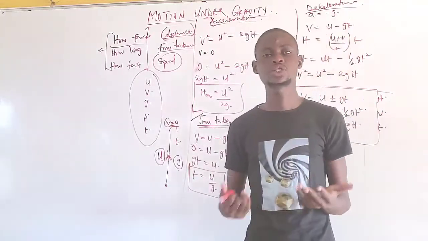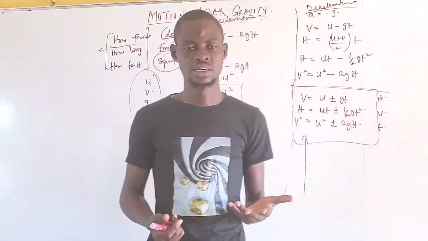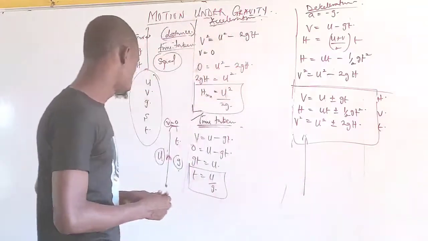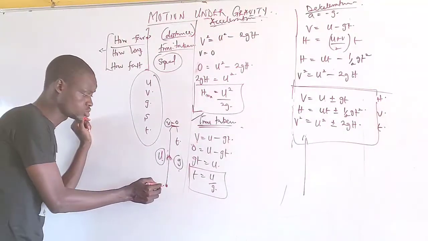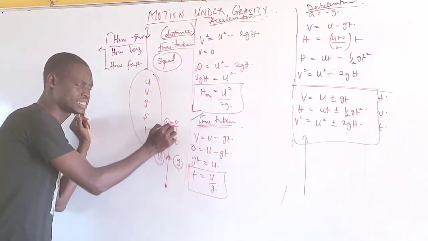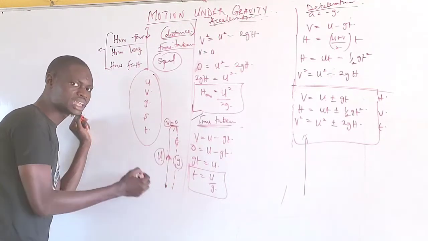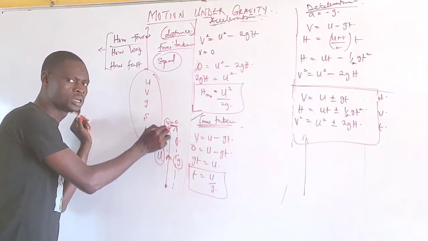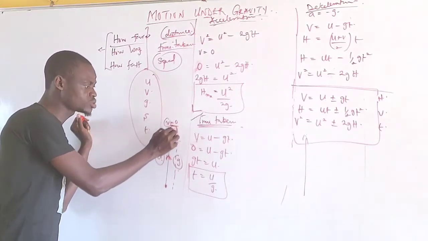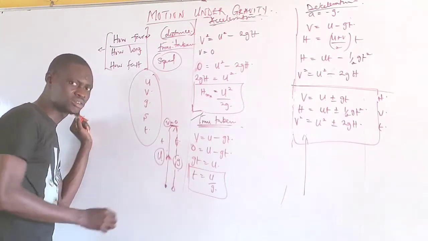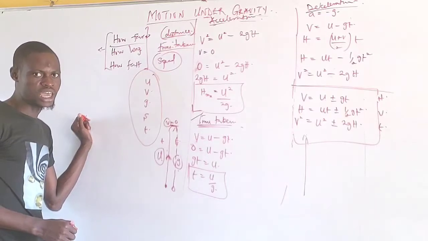Now, another thing that you might be asked to find in this kind of question is the total time of flight. Here is just the time taken for the body to move from here to this height. What about the time taken for the body to drop down? Please note something. The time taken for the body to move up is always the same as the time taken for the body to come down to the initial position. Are you getting something now?